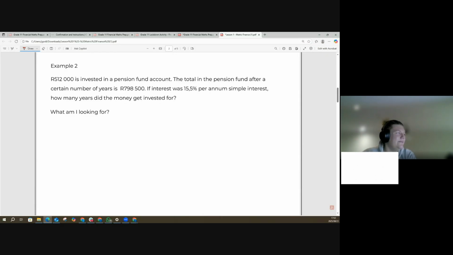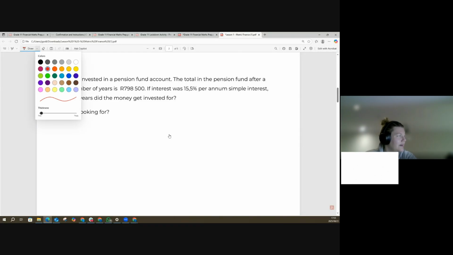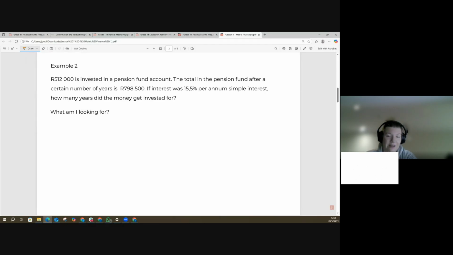Okay. 512,000 Rand is invested in a pension fund account. The total in the pension fund after a certain number of years is 798,500 Rand. If interest was 15.5% per annum, simple interest, how many years did the money get invested for? What am I looking for? Which letter in our formula? Cool. You know what I'm looking for? You have all the information you need. This is another 2-mark question.